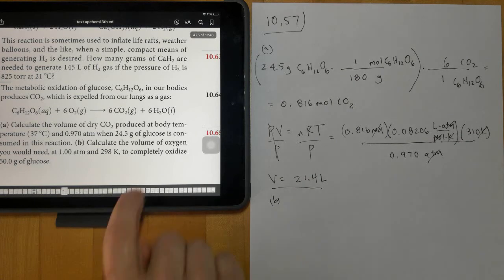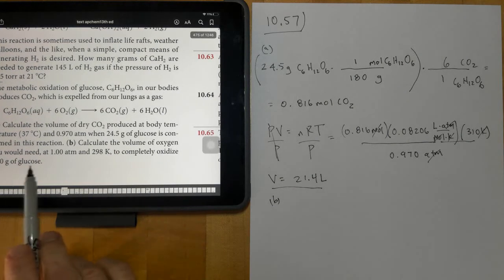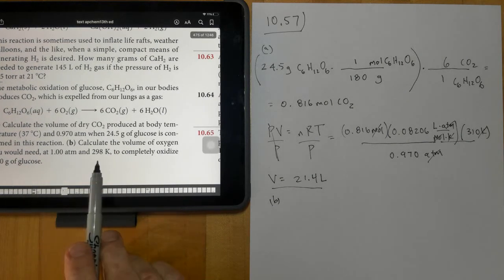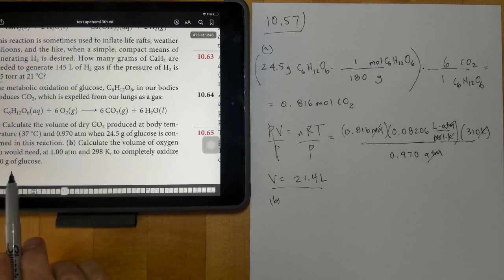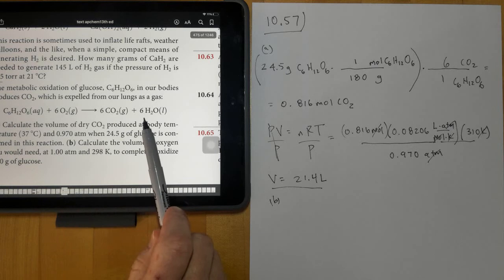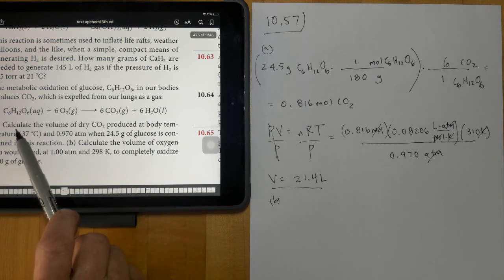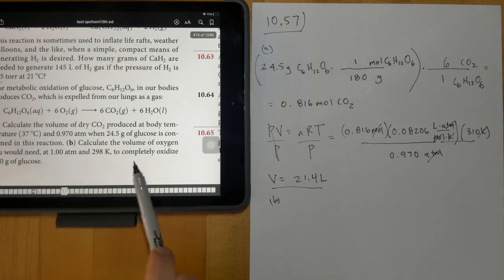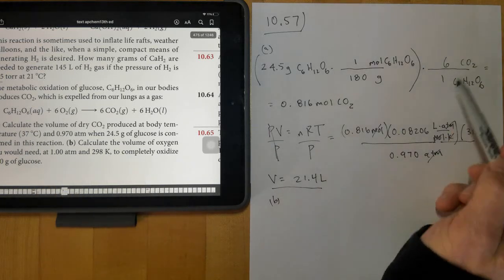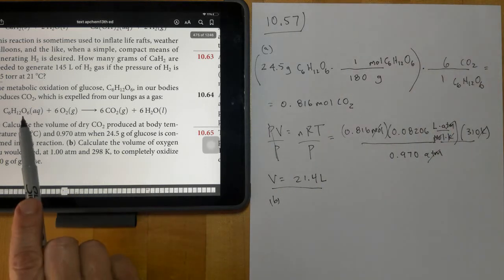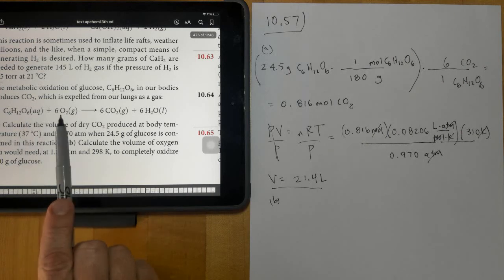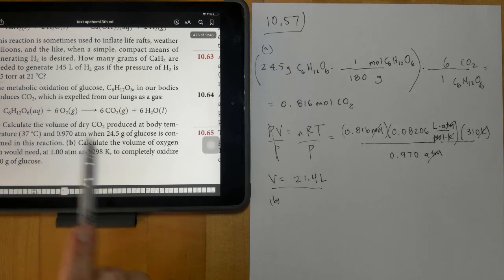All right, in letter B, it says calculate the volume of oxygen you would need at 1 atmosphere and 298 K to completely oxidize 50 grams of glucose. So now this time they give us the balanced chemical equation right here. Then they give us the mass of glucose once again, so we can convert that to moles. But this time the ratio, the step 3 that we did right here, that's going to be between glucose and oxygen this time. And then it asks for volume, so we'll use PV equals nRT at the end.